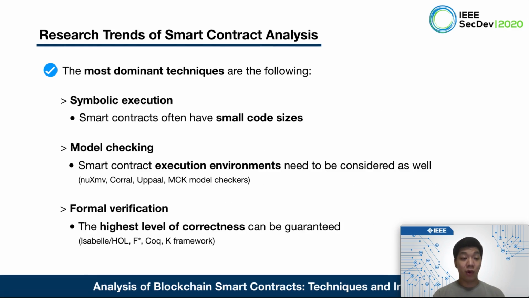The second one is the most dominant techniques, which are symbolic execution, model checking, and formal verification. While symbolic execution suffers from scalability issues as program sizes increase, it fits well in the smart contract domain as contract code sizes are usually small. Also, model checking has been dominant as it enables modeling of execution environments such as external parties or blockchain states. Lastly, formal verification using theorem provers or the K-framework has been dominant to guarantee the highest level of correctness.